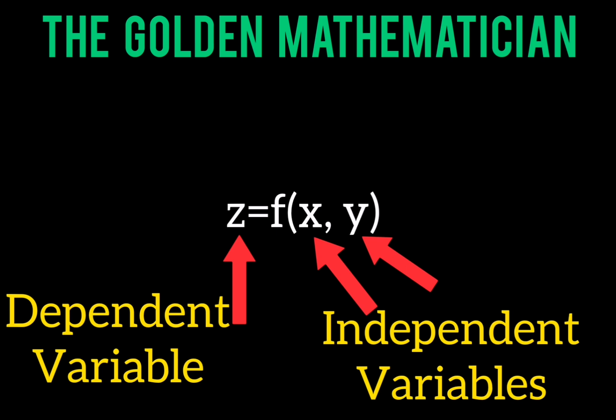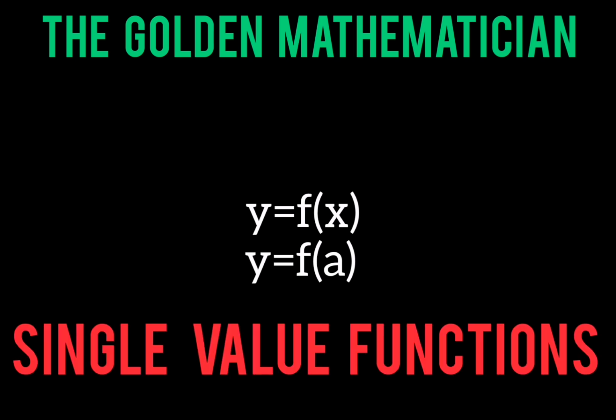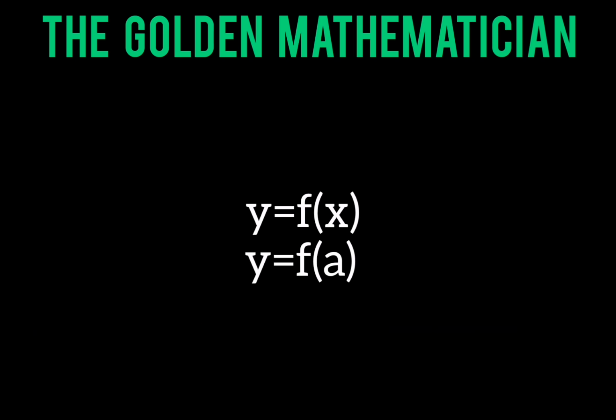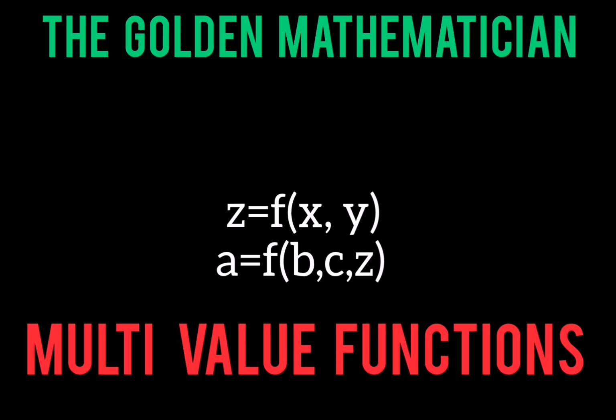Functions containing just one variable, for example, y is equal to f of x, y is equal to f of a, those kinds of functions are called single value functions. While functions like z is equal to f of x, y, a is equal to f of b, c, and z, those kinds of functions are called multi-value functions. Remember, in this case, a is going to be our dependent variable, while b, c, and z will be our independent variables. I hope it is clear.